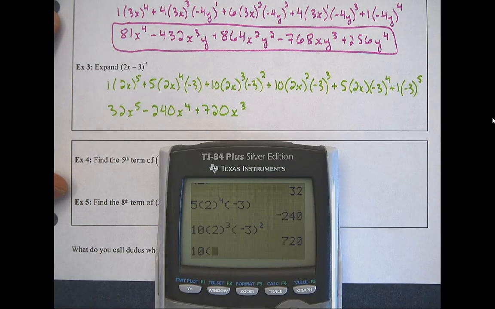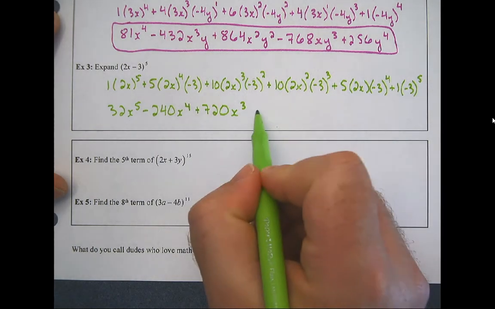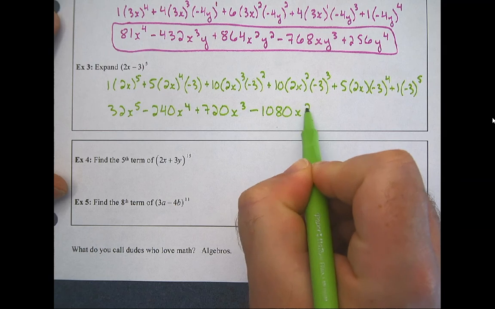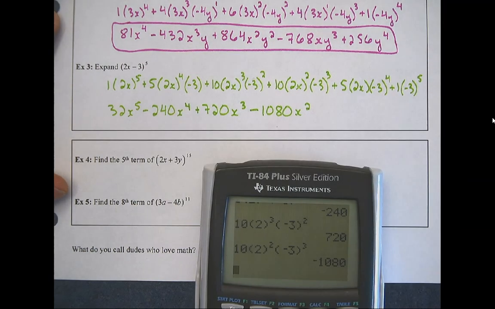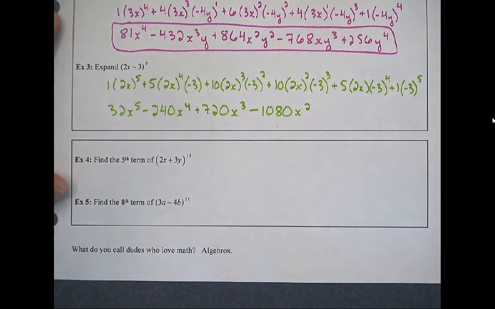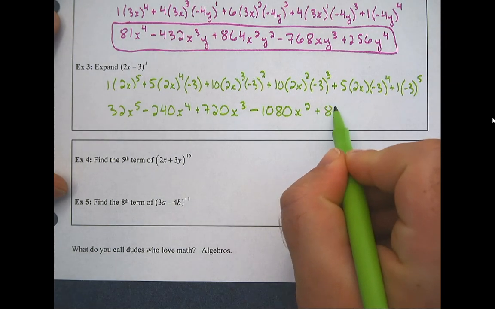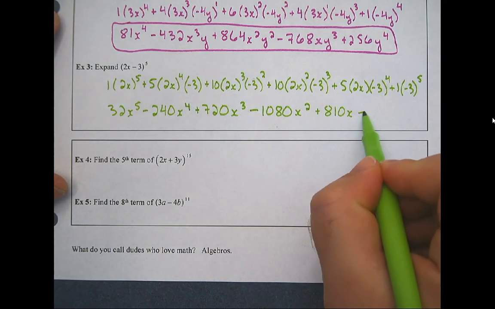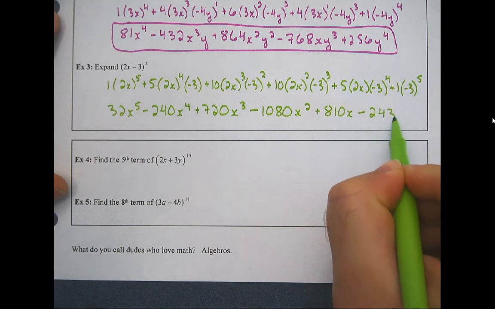10 times 2 squared times negative 3 cubed, negative 1080. I have 2 x's. 5 times 2 times negative 3 to the fourth, 810. And then negative 3 to the fifth is negative 243.